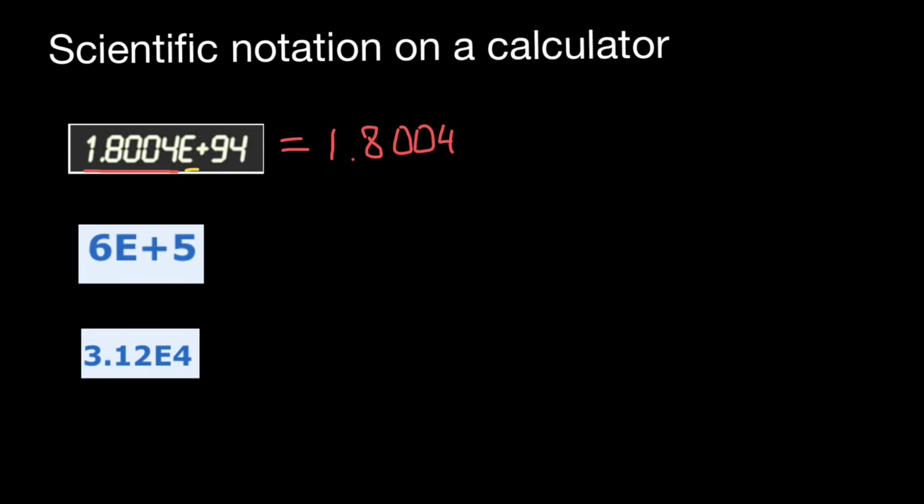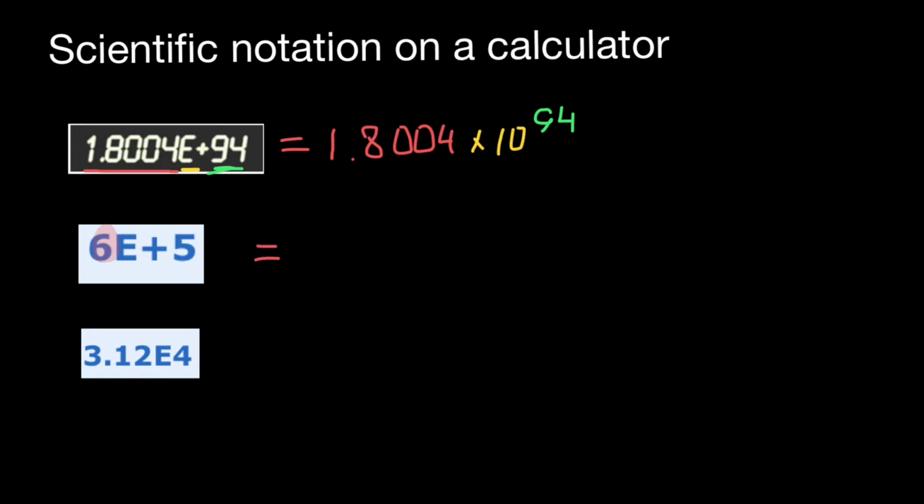1.8004. E here stands for the base 10, so times 10, and 94 here stands for the exponent, so exponent 94. The exponent is positive. This plus sign means that the exponent is positive. If we would see a negative sign here, that means negative 94. Let's do a couple more examples.